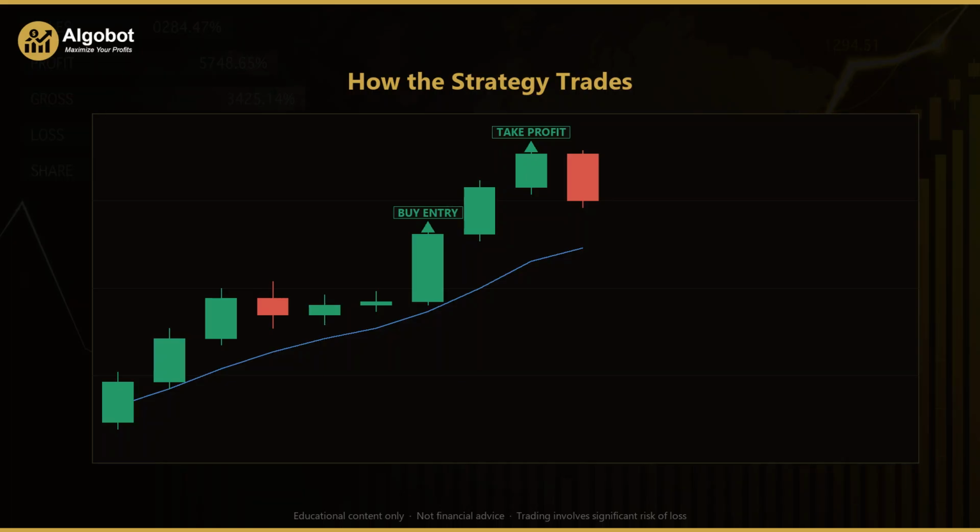Now the character of the market changes. Price rolls over at the highs, and over the next couple of candles it begins stepping lower. The blue average flattens and then tips downward. That shift is important. The strategy will now only consider a short trade because the trend gate has turned down.